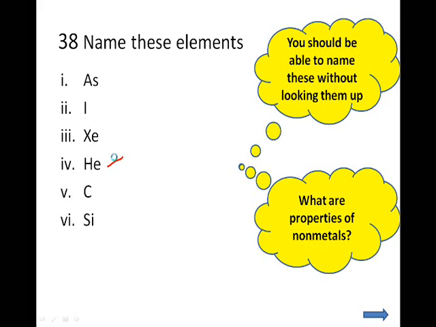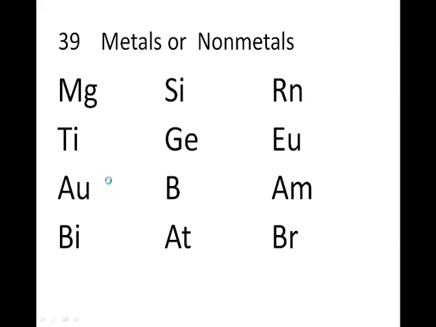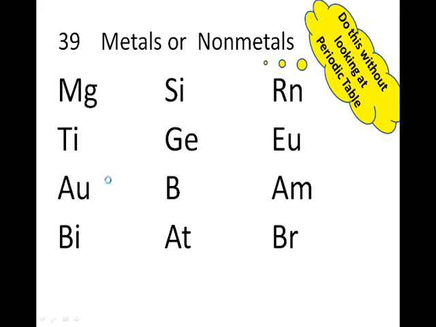Don't forget to start cataloging properties of these compounds as you encounter them either in class or outside reading. Carbon, you probably know, comes in several forms: charcoal, diamond, and graphite. So think of those things as you're working through this chapter. You should also be able to identify these as metals or nonmetals without looking at the periodic table.